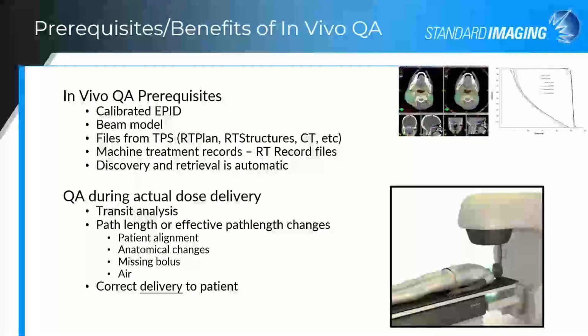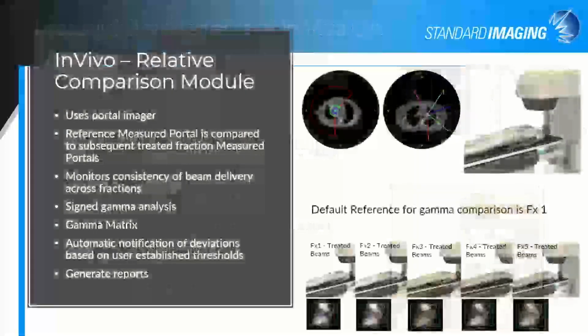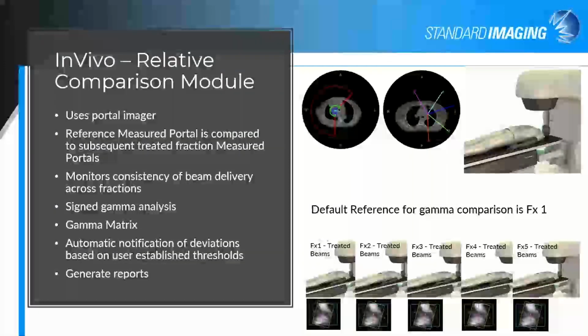And we're going to talk a little more about this, but the goal is to basically help you verify that you have a correct delivery to the patient. And you can do this every day. You could do this on your first fraction only. I mean, the software is flexible. You can use it basically how your clinic chooses to. So then there are a couple of modes in the INVIVO module.